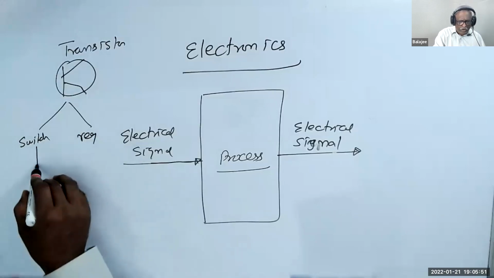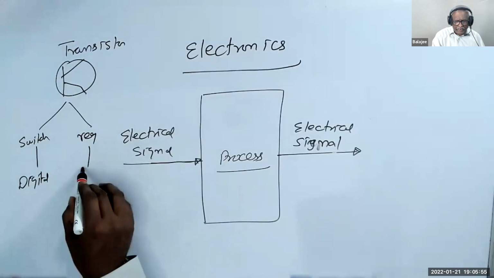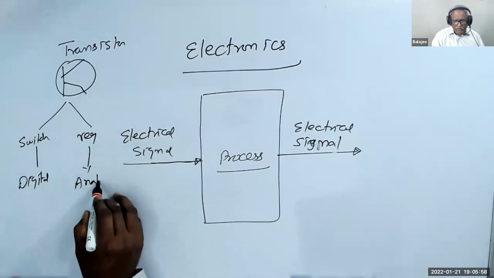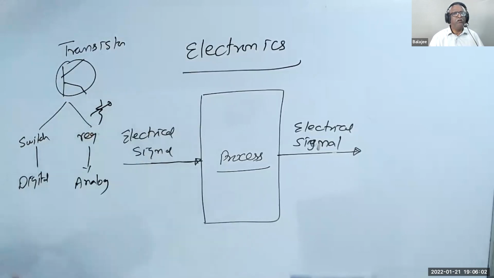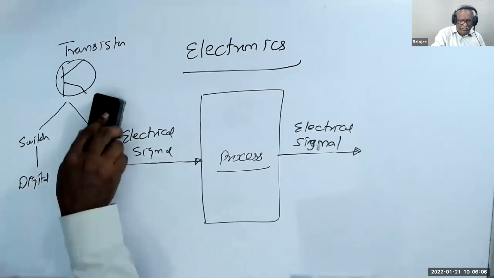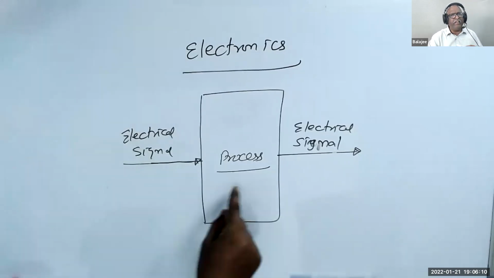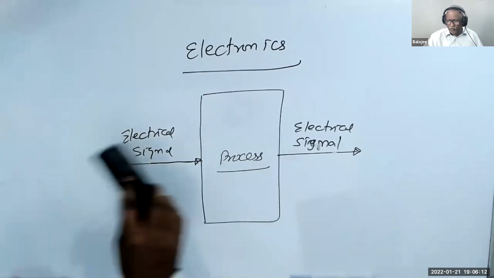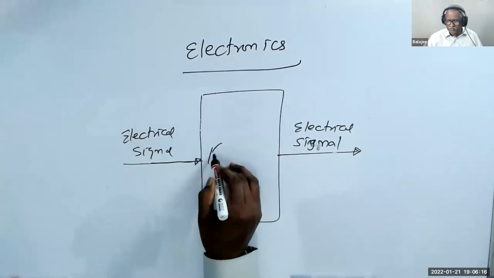When you use it as a switch, it's called digital. When you use it as a regulator, I call it analog, or a variable resistor. It's not my definition. This is a definition given by the transistor inventors. So inside we make a lot of circuits. That's what we make. So electronics is all about circuits.